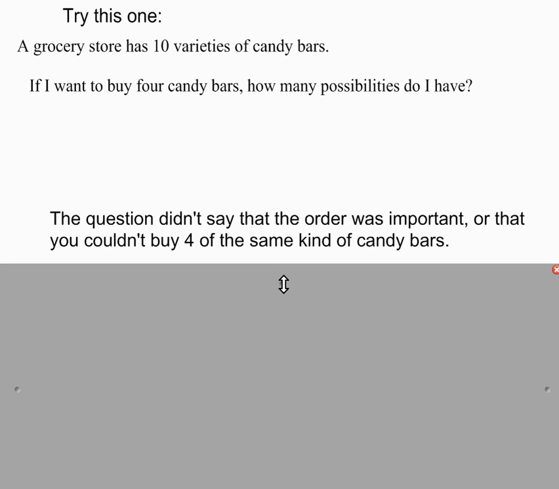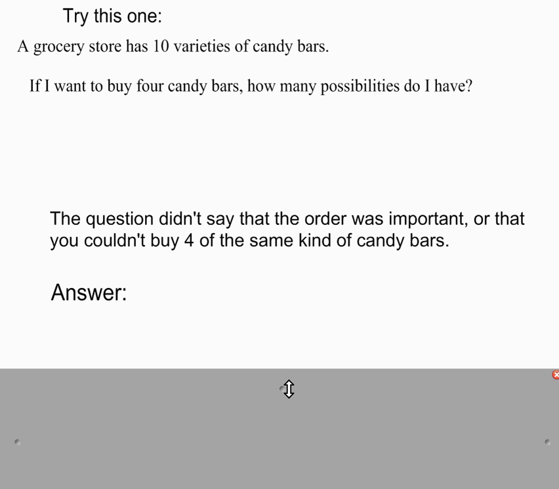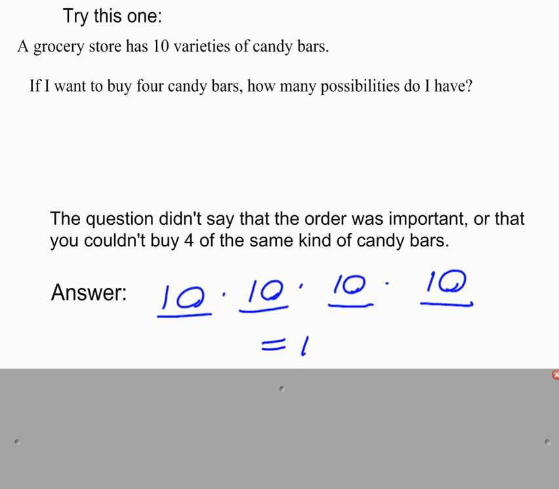So when we go to do this one, if I have 4 choices, I have 10 choices for the first candy bar, 10 choices for the second candy bar, 10 choices for that one, and 10 choices for that one. And so that's just equal to 10 to the 4th, or 10,000. So as you can see, the wording is really important in these questions in terms of what it means.